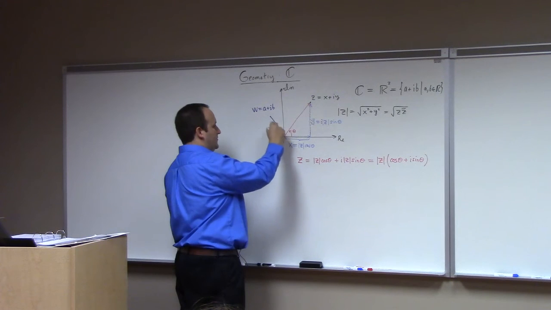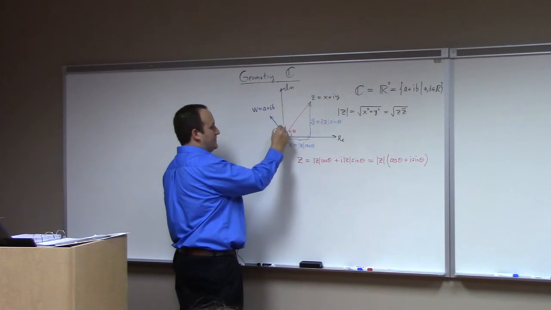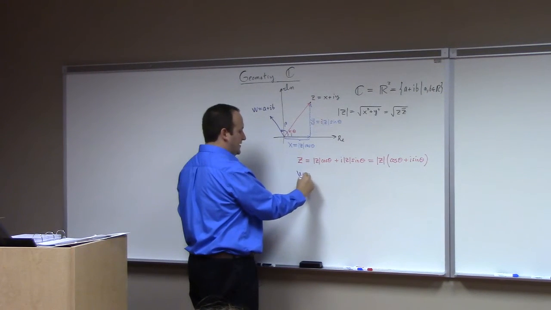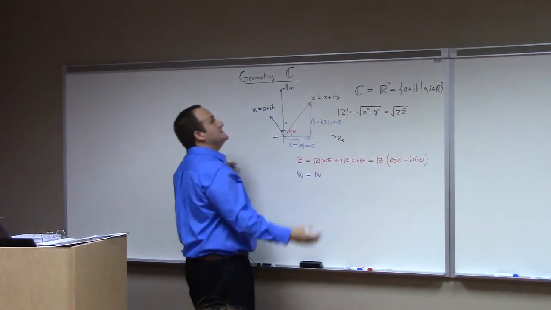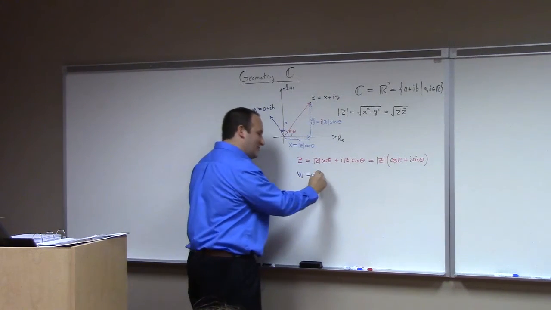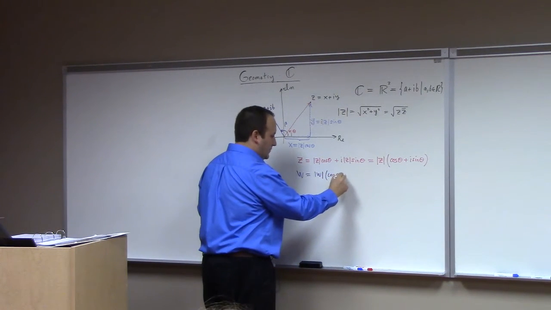But I can do the same song and dance to that one. I can talk about a different angle, let's call it beta, right? And through the same argument, I can come to the formula that w is equal to the modulus of w times what? Times cosine of beta plus i sine beta.